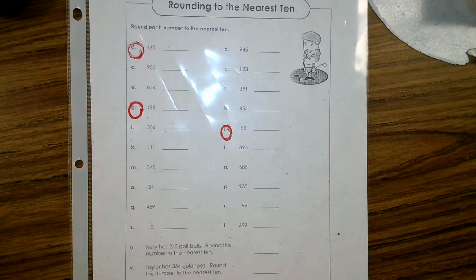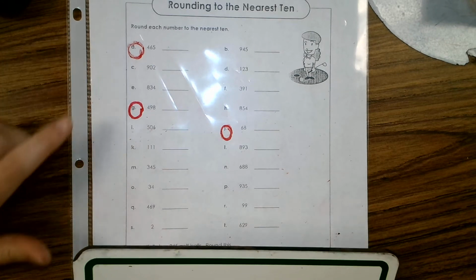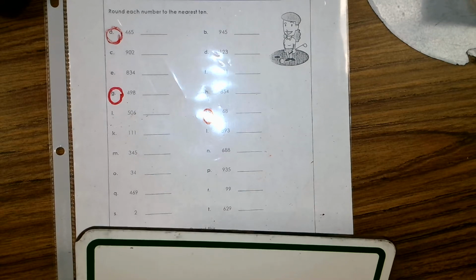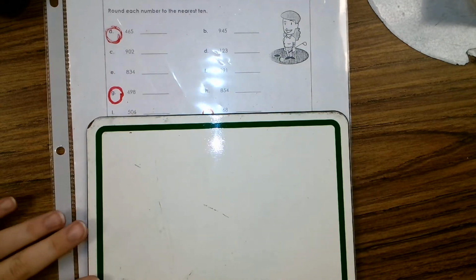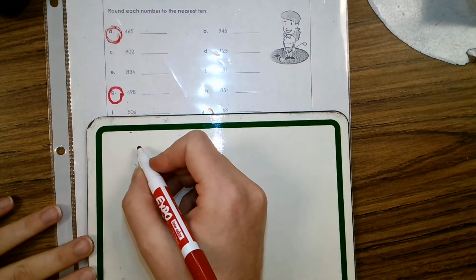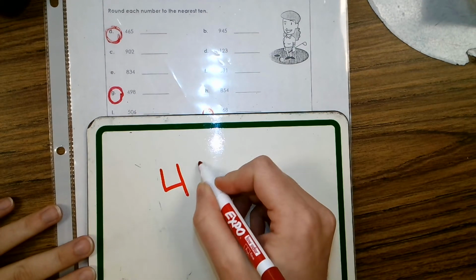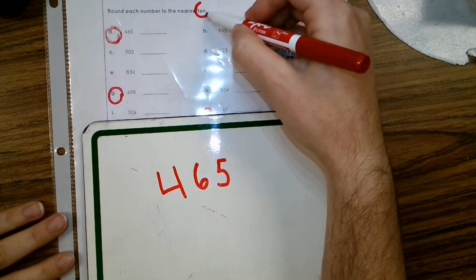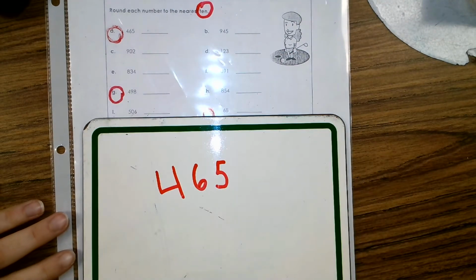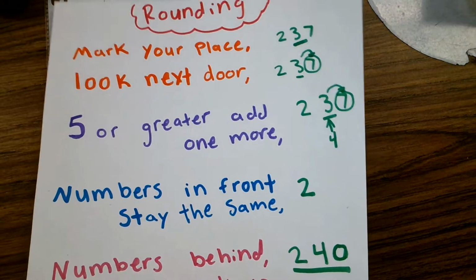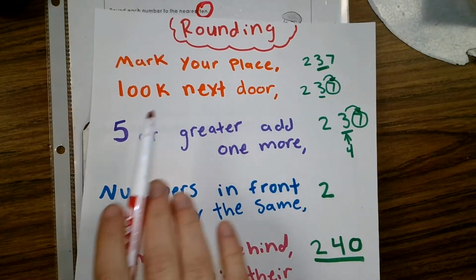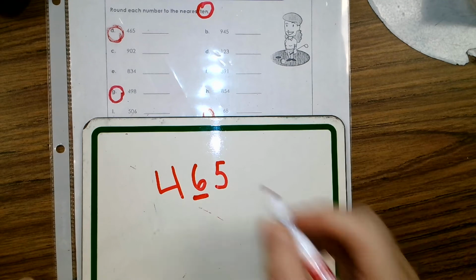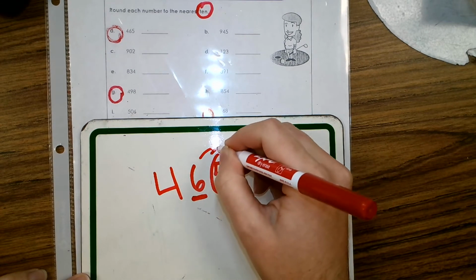Okay? So the first one that we're going to do is 465. Go ahead and get out your whiteboard again, or your math journal, and we're going to do this one together. We're going to look at A, which is 465, and we're going to write it: 465. On this paper, we're rounding to the nearest 10, so all of these you're going to round to the nearest 10. If we look back at our rule, our first step is to mark your place and look next door. The tens place, so we're going to underline to mark our place. We'll look next door to our 5.